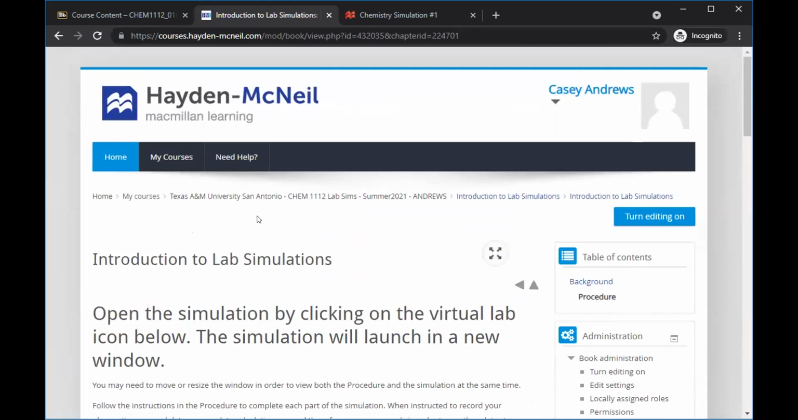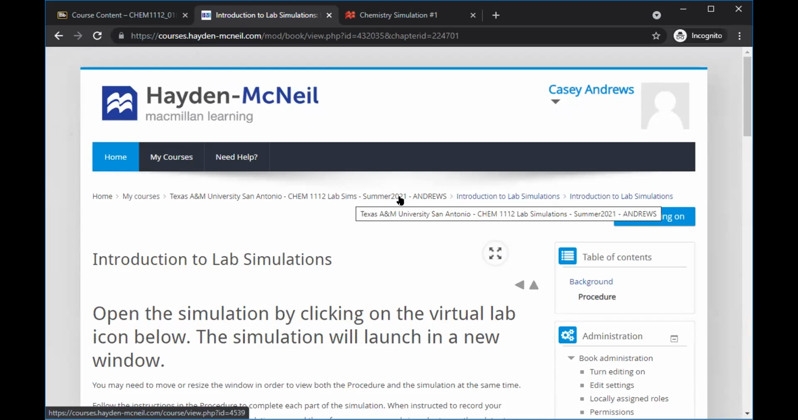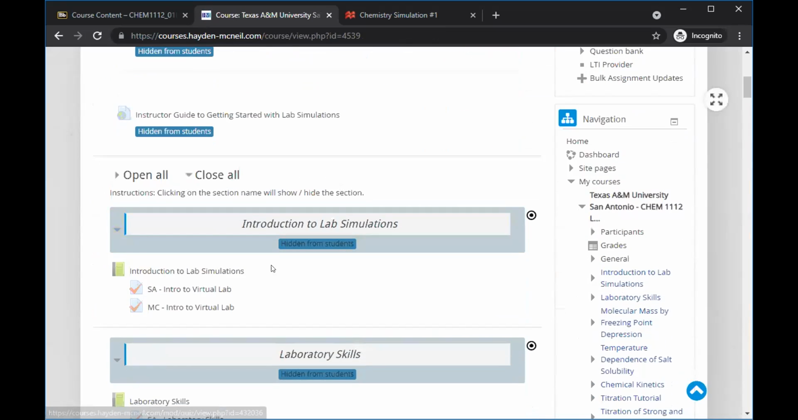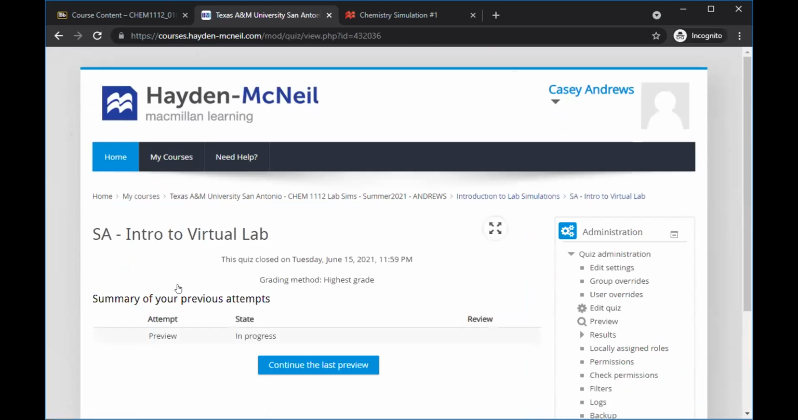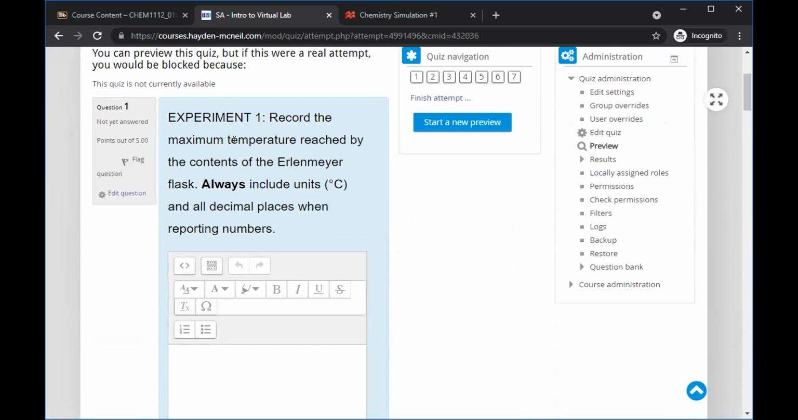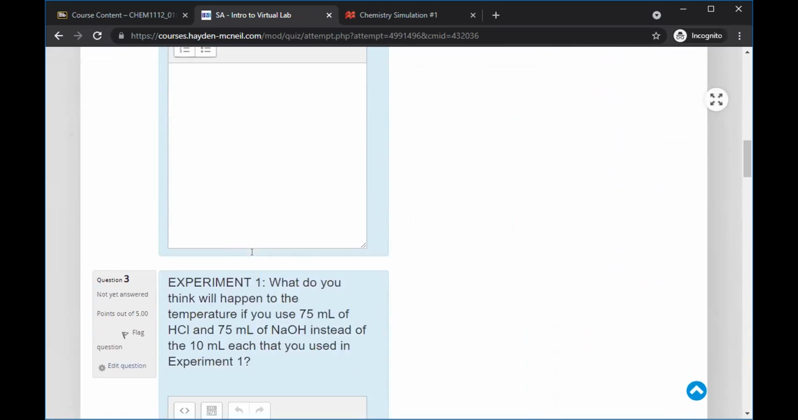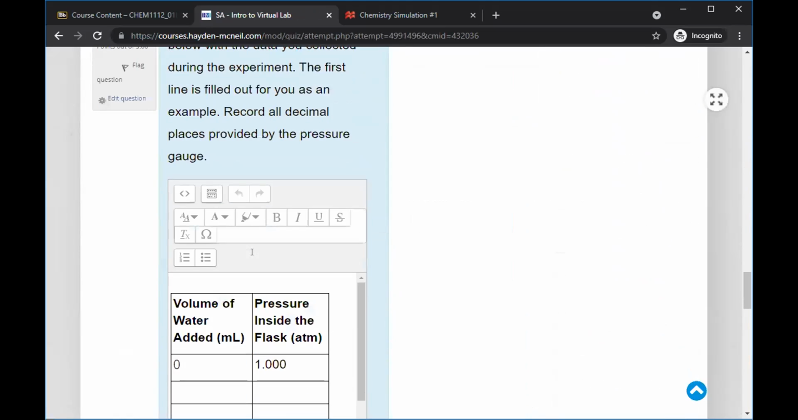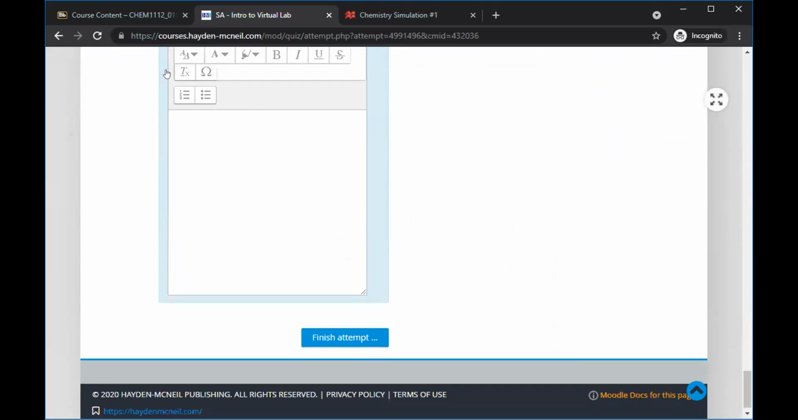And then when you're done with that, you can go back to our landing page. So you can just click on Chem 112 Lab Sim Summer 2021 Andrews. And for this lab, in every lab, you can see there's 2 tabs, short answer and multiple choice. So click on the short answer. And you can see there are different experiments here that are different short answers that you need to answer. This is one way I'll grade you.